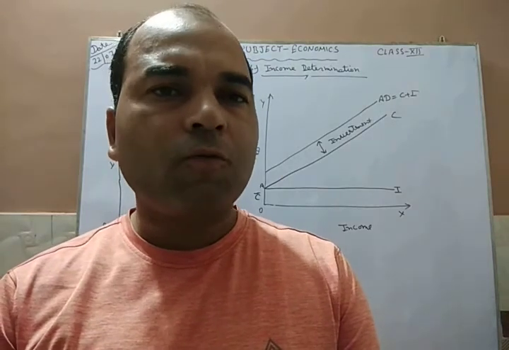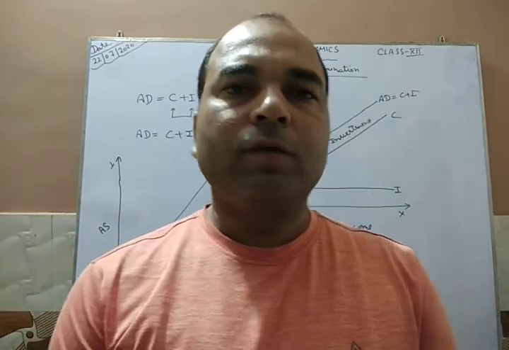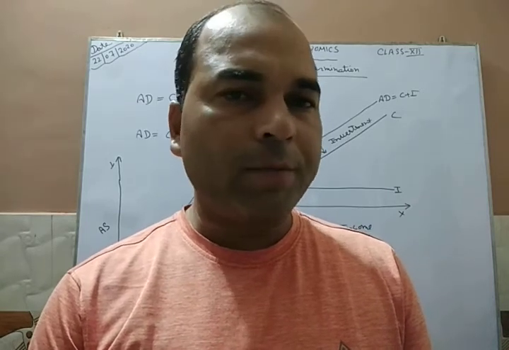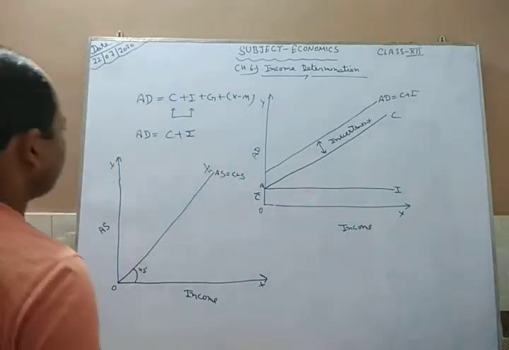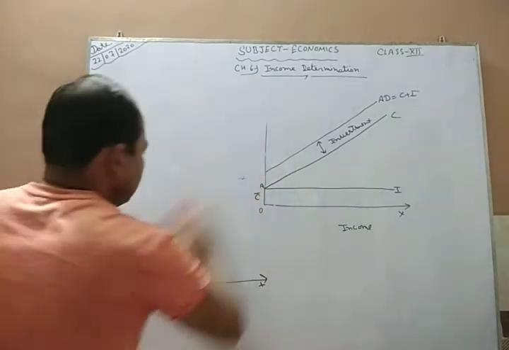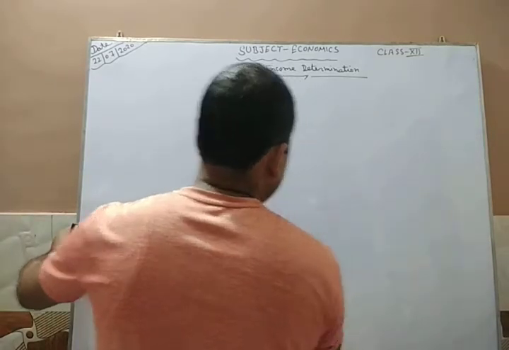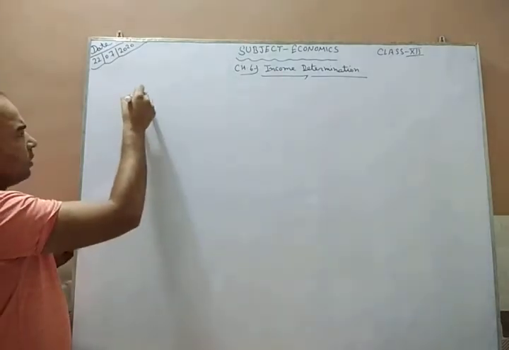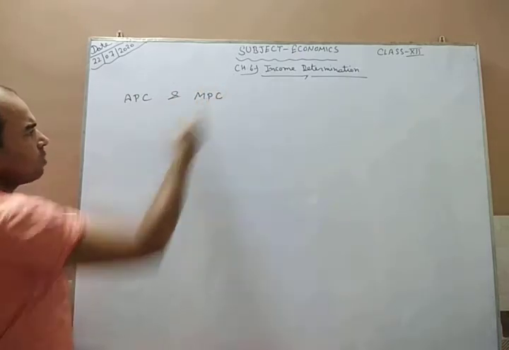After the discussion of aggregate demand and aggregate supply, we discuss propensity to consume and propensity to save. So, students, if we are talking about propensity to consume and propensity to save, propensity to consume is of two types. If we are talking about the types of propensity to consume, it has two types, that is average propensity to consume and marginal propensity to consume.